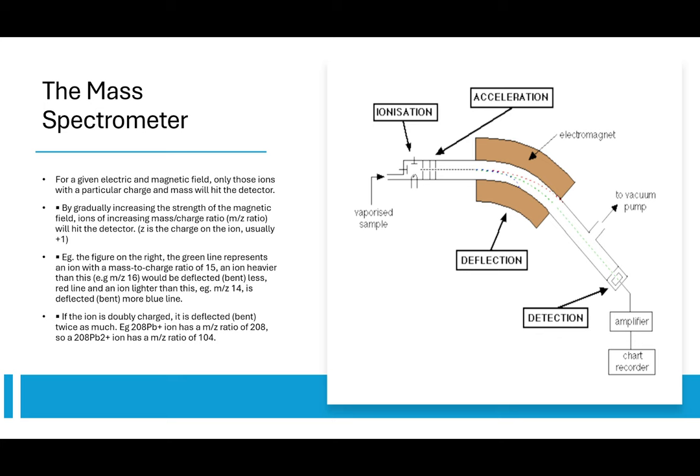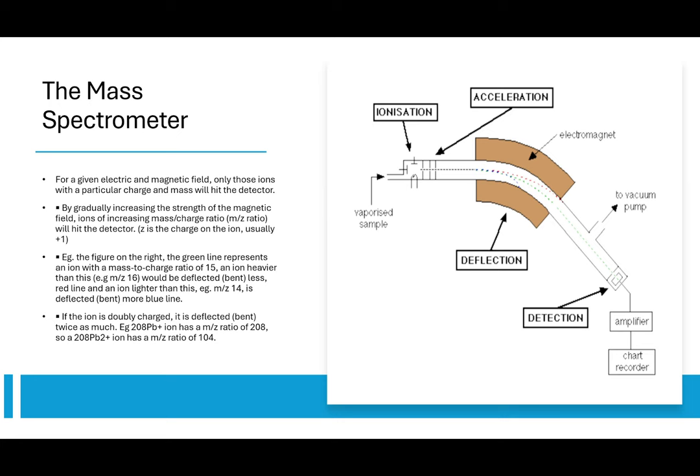mass. By gradually increasing the strength of the magnetic field, the ions of increasing mass to charge ratio will hit the detector. So if you're going to be detecting something large, like an isobutyl substituent, then you're going to need a large magnetic field in order for that magnetic force to deflect the fragments onto the detector. So we have to continually increase the strength of the magnetic field for certain ions.